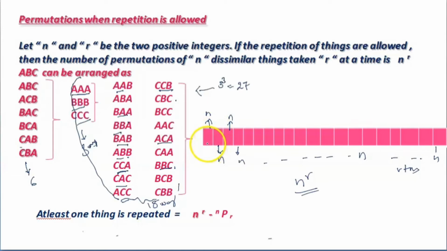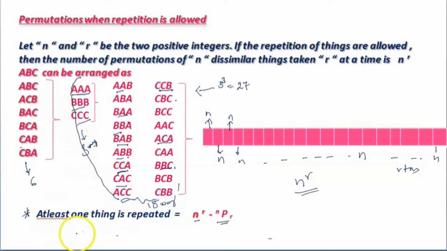If there is a restriction, we must look into it depending on its work, depending on the condition. At least one thing. Make a note here. At least one thing repeated is equal to total minus non-repeated things. Total is 27 here. When ABC is given, total is 27 minus 6. That is 21 ways. In 21 ways, at least one letter is repeated among the 3 letter words.